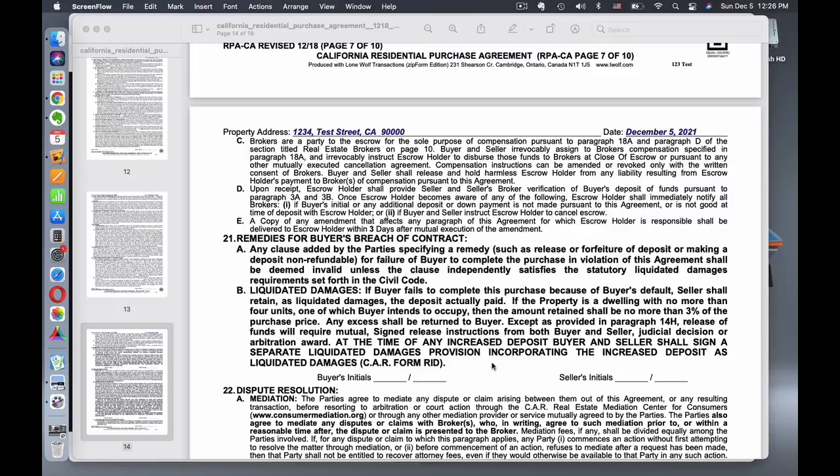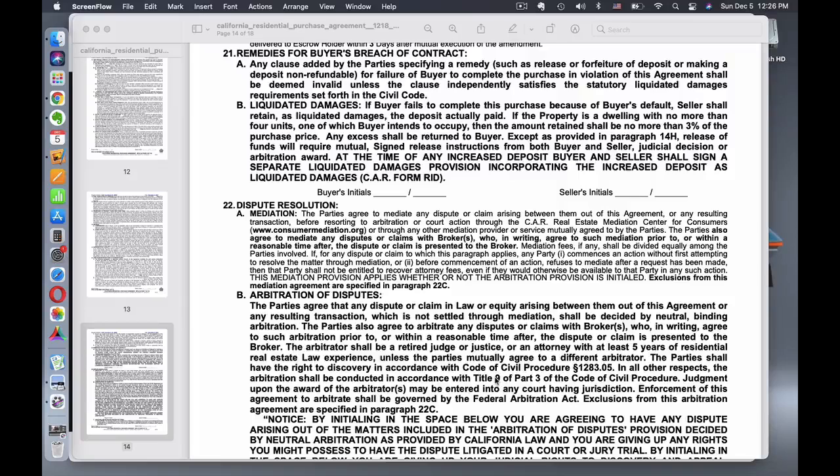So basically, whatever your initial deposit is, like in this contract is $10,000, or up to 3% of the purchase price. So that'd be $15,000 if it was 3% of $500,000. That would be the max in liquidated damages. So this is only if you do something catastrophic to break this contract, independent of any of your rights to cancel under a contingency. These contracts all come with a mediation clause and arbitration of disputes.